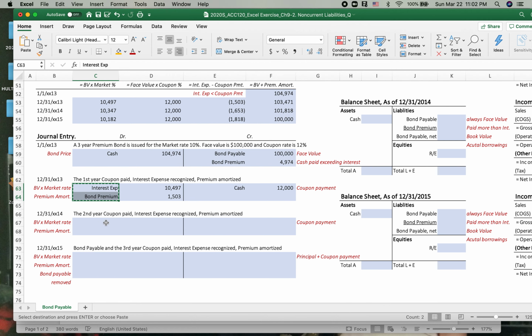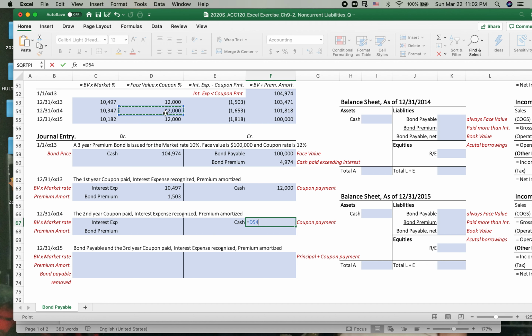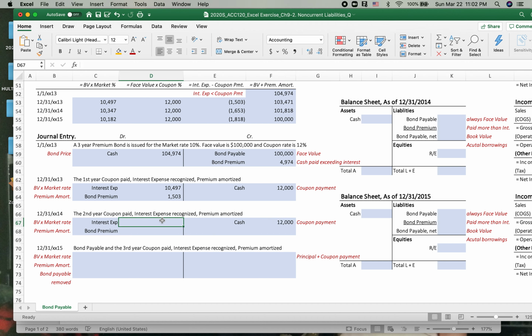Okay, then next year we have the same transaction, the cash payment for the coupon, and the interest expense the second year, and the bond premium. Now the difference between two is now 1,653.